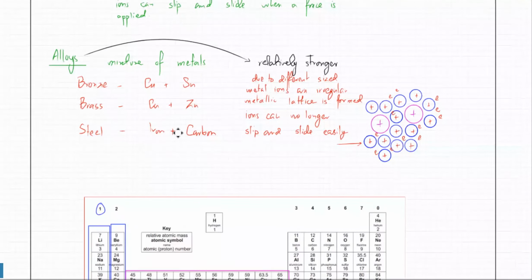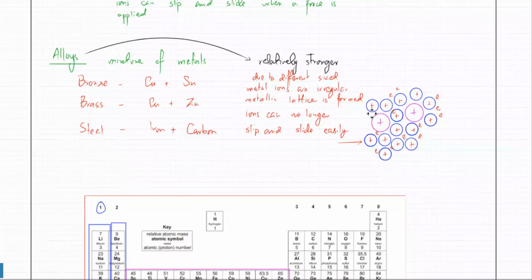Why were they strong? Because they've got a mix. They have a mixture of metals, and they've got different sized atoms, which makes it an irregular lattice, and the ions can no longer slip and slide that easily.